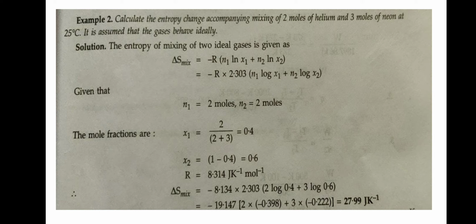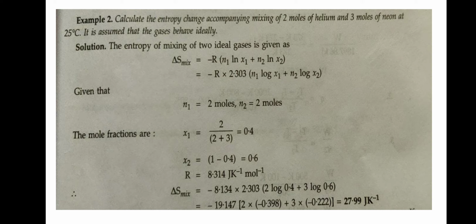Calculate the entropy change accompanying mixing of 2 moles of helium and 3 moles of neon at 25 degrees Celsius. It is assumed that the gases behave ideally. Right? Here we want to calculate the total entropy change. We are not calculating it for the 1 mole. So for the total entropy change, the formula is minus of R N1 ln X1 plus N2 ln X2. We have reduced the formula, changing it with the log to the base 10.